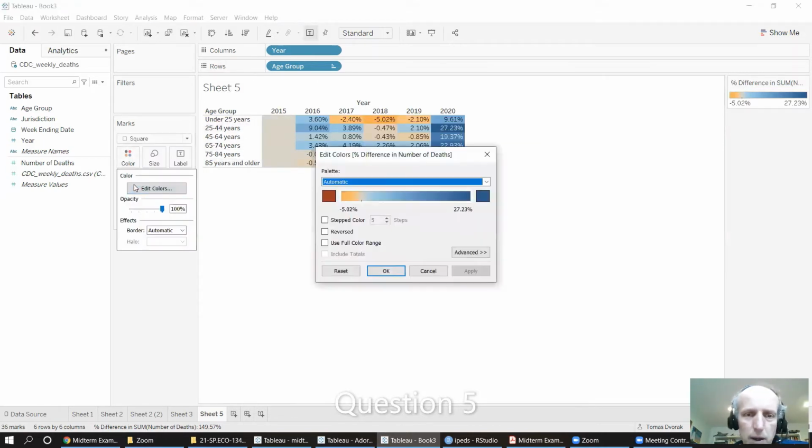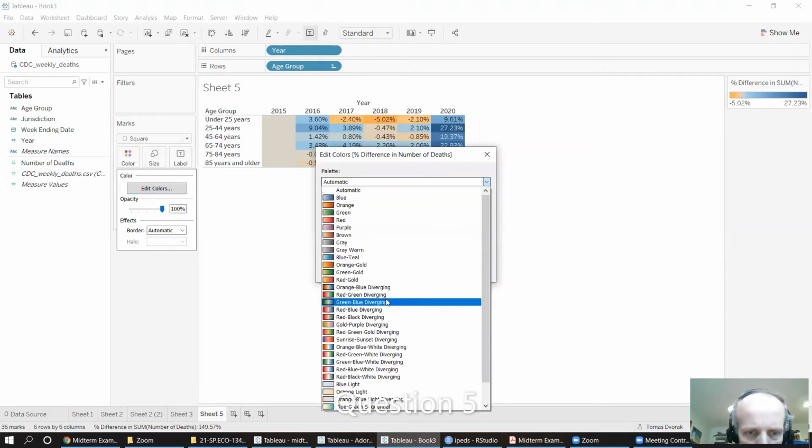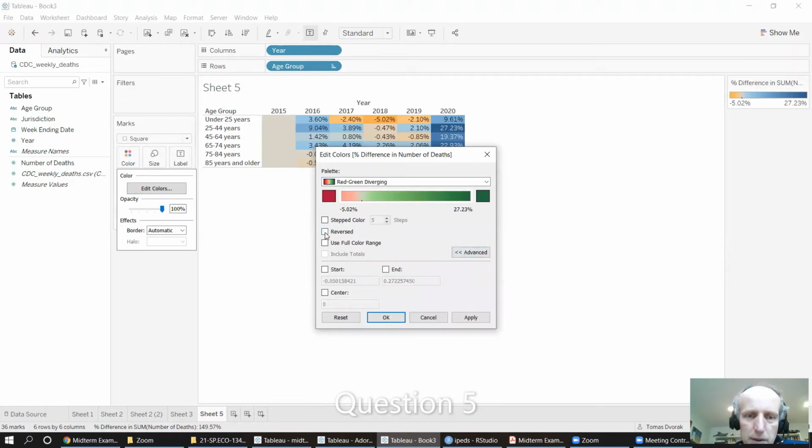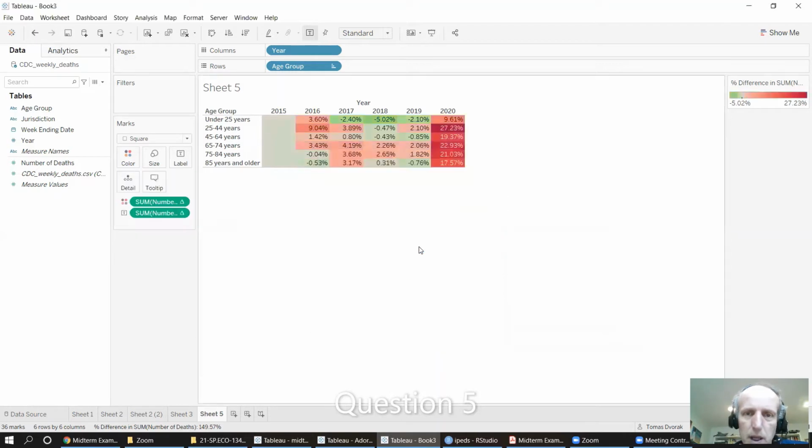Let's edit the colors so that we have about diverging red to green. And let's make it reverse so that increase in deaths is red, bad, and decrease in deaths is good. So we can center it at 0. That's perfect. Okay, so what we see is that clearly in 2020 we see increase in deaths across the board.